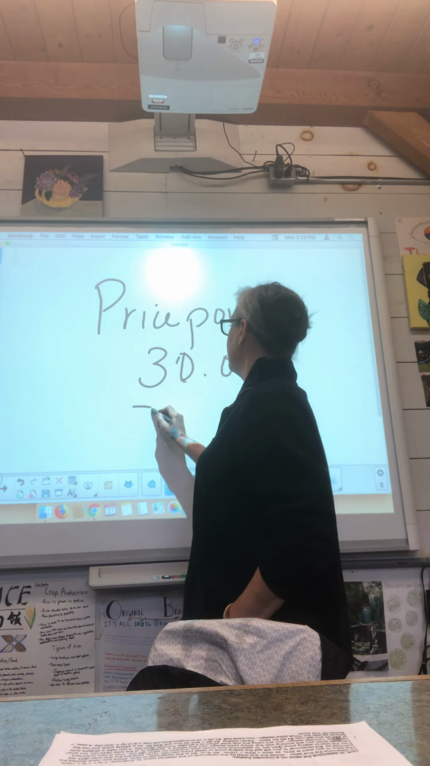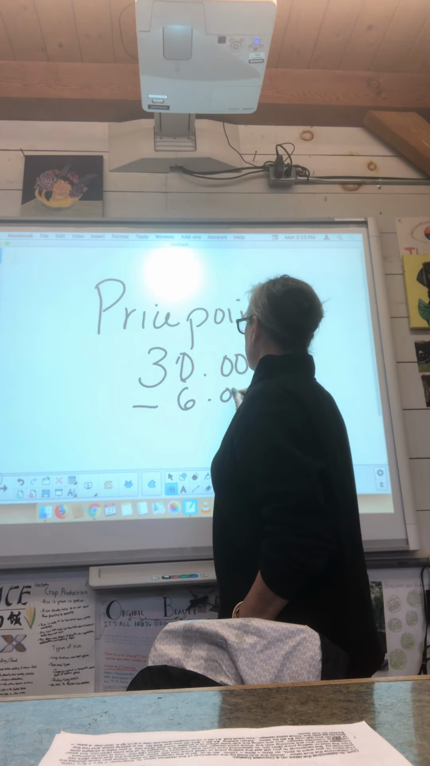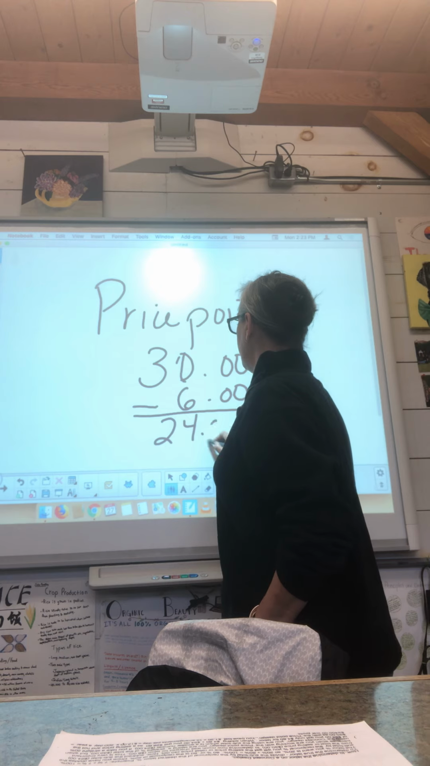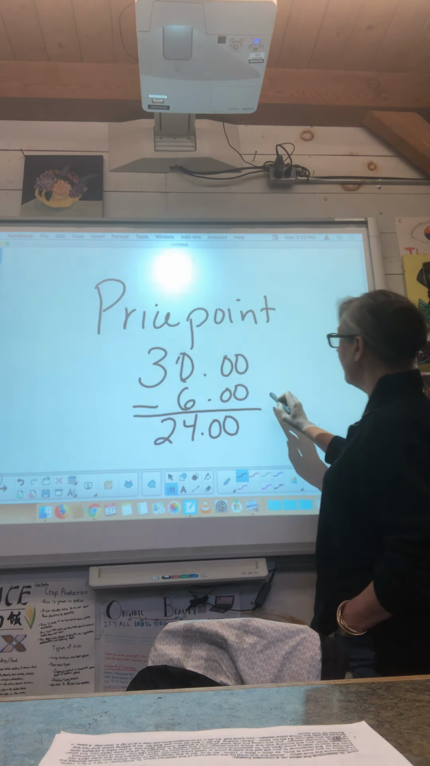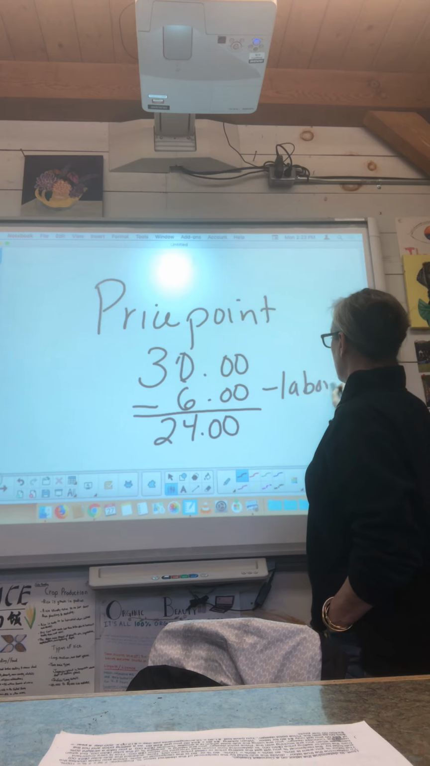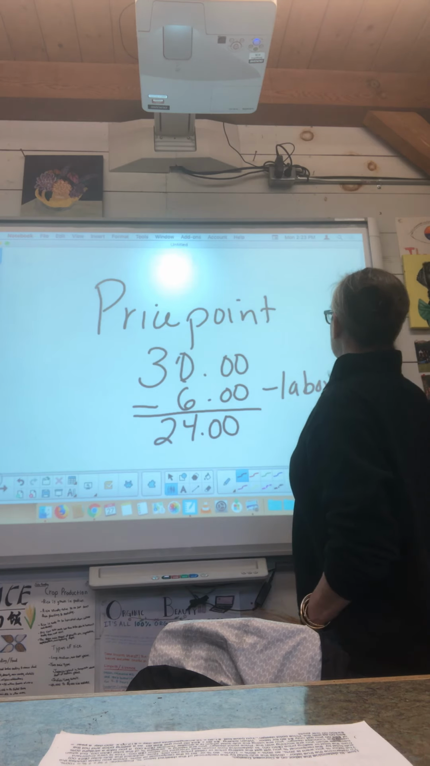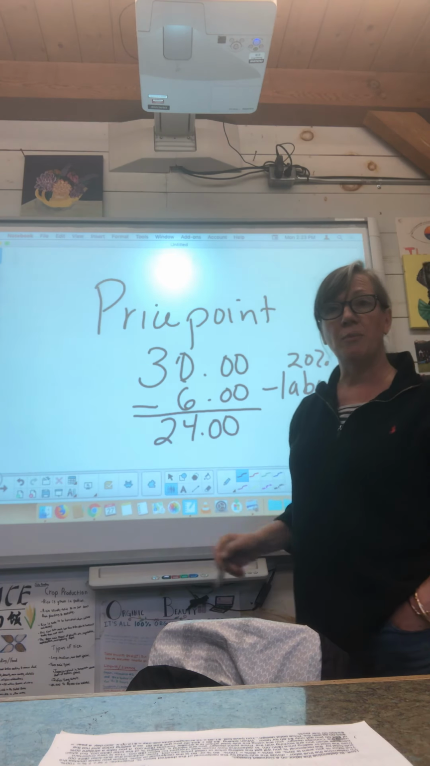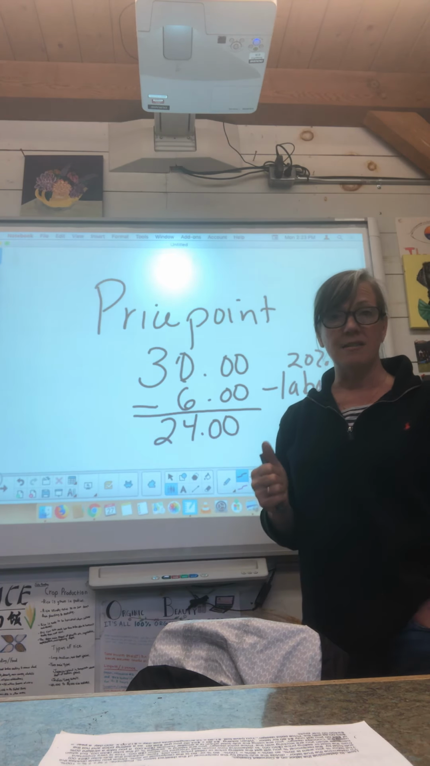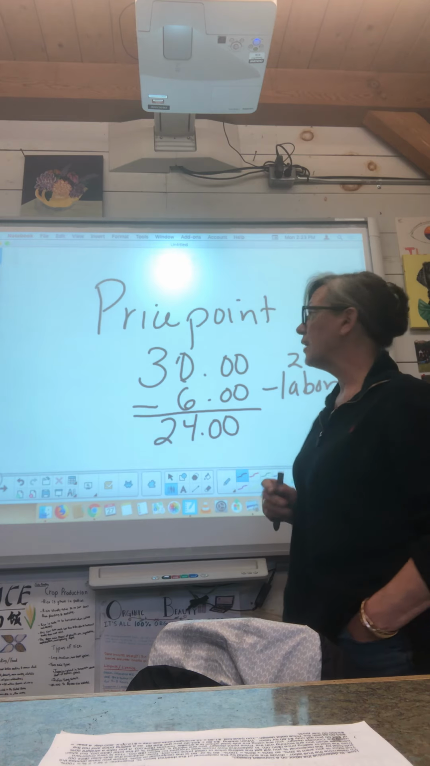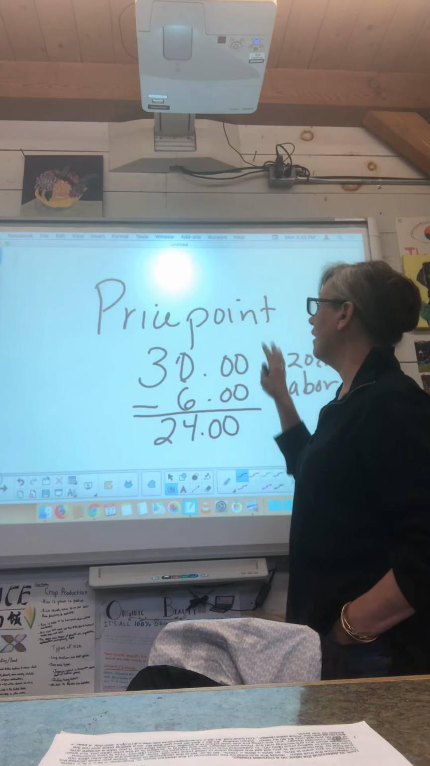We're going to minus that $6, which is 20%. And now we're going to use $24 to come up with supplies and flowers and all the other things that are going to go into the arrangement. So we're going to take that 20% labor off the highest number. With price point, that highest number, that highest dollar figure comes first. Okay? So before we do anything else, we're going to take out the labor charge.